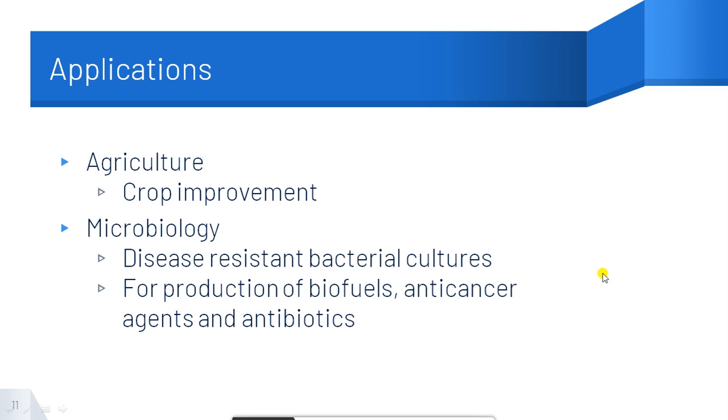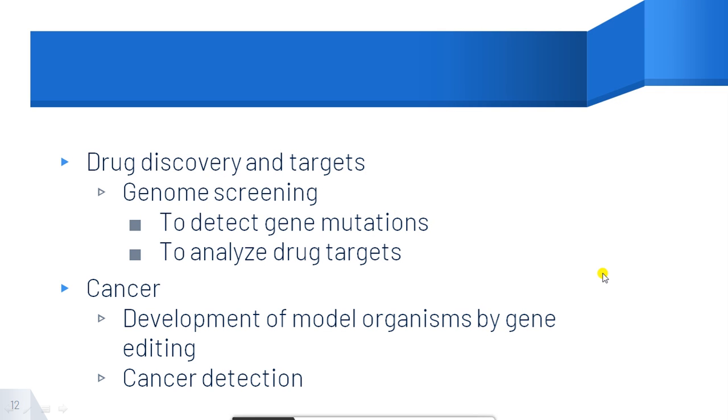One more thing is that this CRISPR-Cas system is the inbuilt immunity of microbes, of bacteria, right? So we can exploit it to make bacterial cultures more resistant to viral attack. The genomes of industrially important bacteria can also be edited for high production of biofuels, anti-cancer compounds, and antibiotics. It has great potential in the field of drug discovery and for the generation of therapeutic drugs for treating genetic diseases.